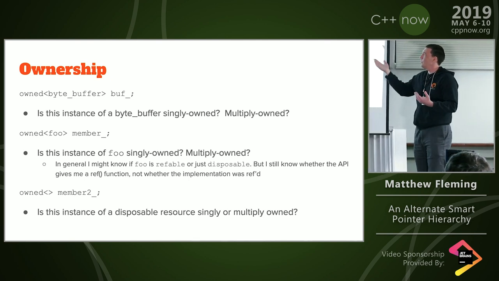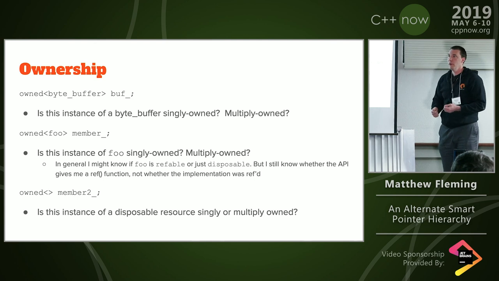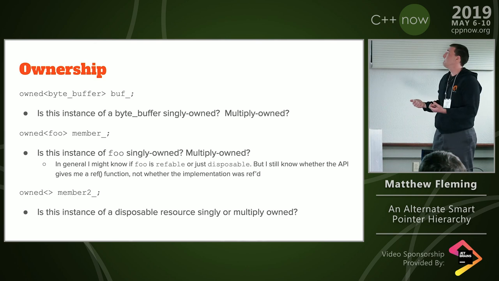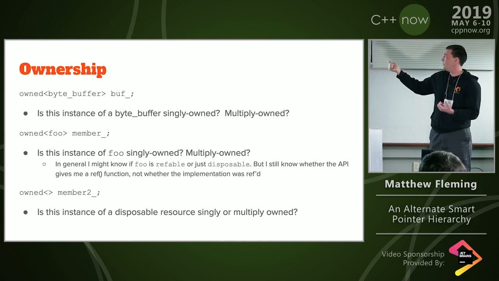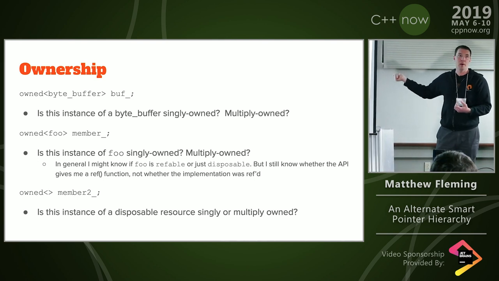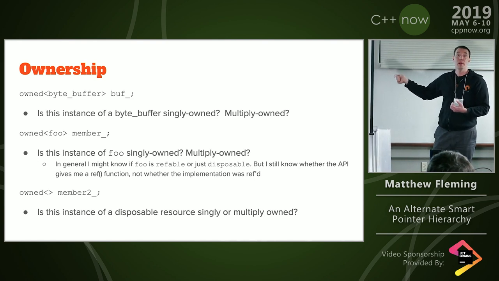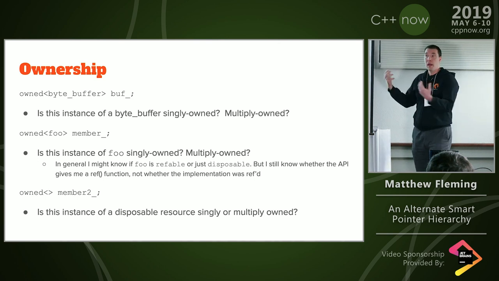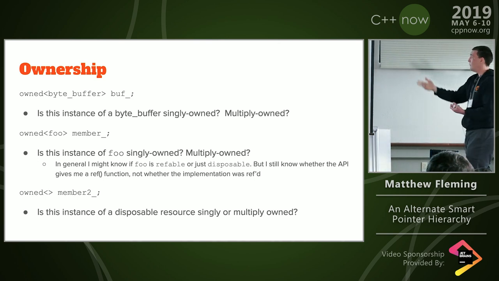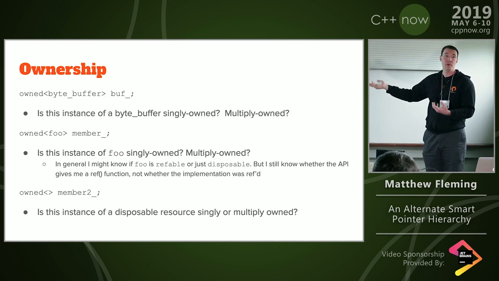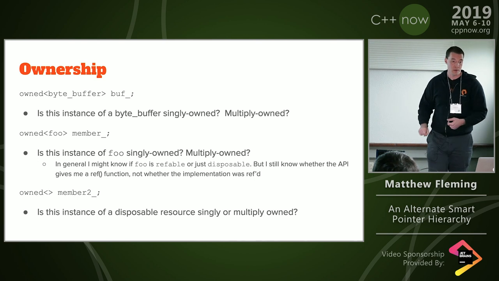Right, when I look at a member variable and I see owned byte buffer, is that instance singly owned or is it multiply owned? When I see an owned foo, where foo is some type I haven't talked about yet, is that singly owned or multiply owned? I might know if foo inherited from refable, and I can make more refs of it myself. But all I really know is that foo has some lifetime control. It's in a smart pointer, and I have some ownership over it right now. If I see an owned without a type in it, is that singly or multiply owned? I don't know anything about what's inside of it. I just know I own that thing until I reset it.